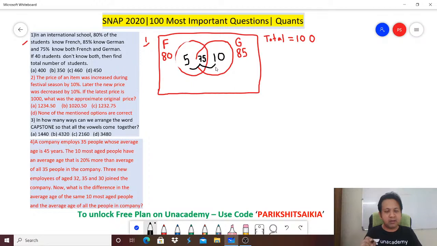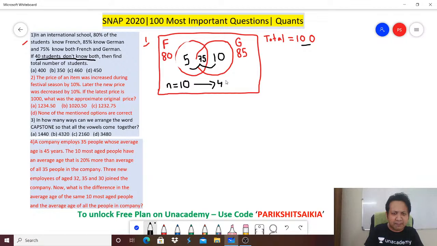But remember, you made an assumption. What was the assumption? The total number of students is 100. It means outside the circles, those who know none of the two languages will be 10. Now what does the question say? The question says 40% of students don't know either. So it's not 10, it's basically 40. It means you need to convert 10 to 40. So what is the multiplying factor? The multiplying factor is 4.